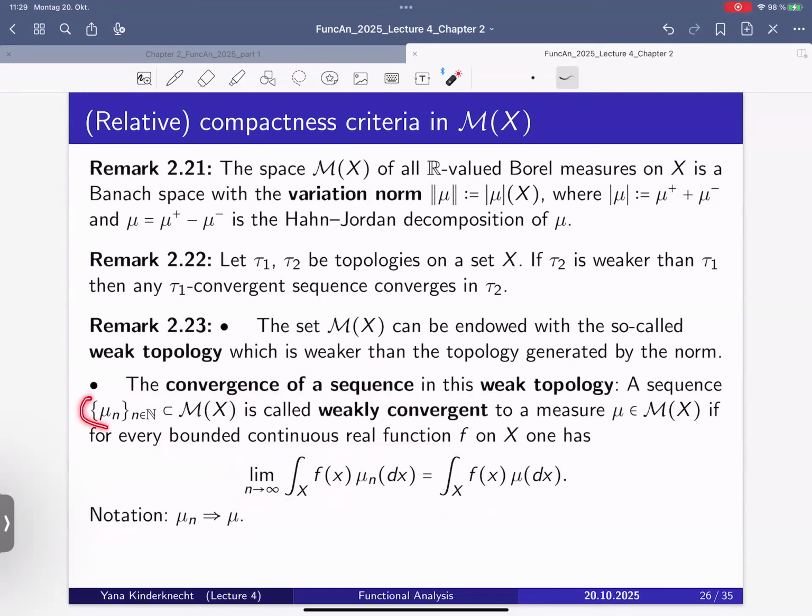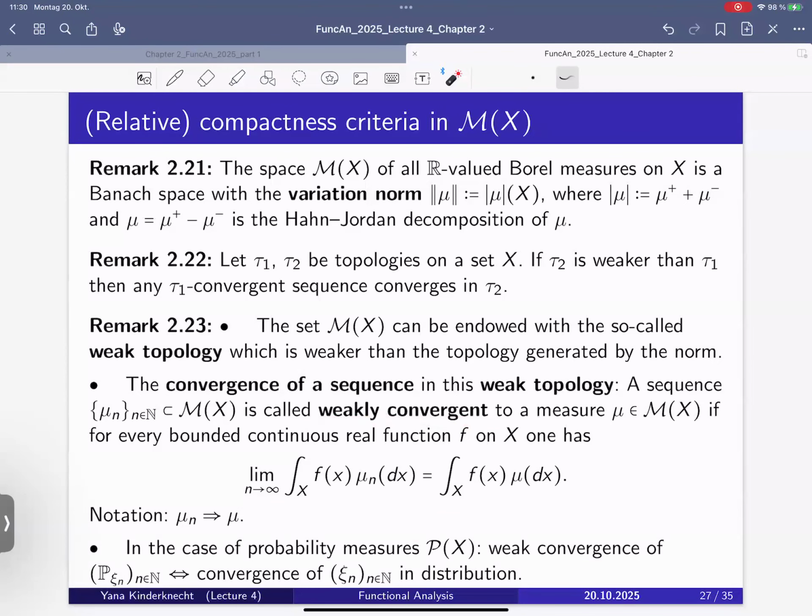So we know what it means that a sequence of elements in our space converges in this sense, weak convergence. But from that one can restore the underlying topology. Remark: in the case of probability measures P(X), a subset of this set, if we focus only on this subset, then this convergence corresponds to the so-called convergence in distribution. Namely, if we have a sequence of probability measures, these are laws of some random variables ψ_n. The convergence of this sequence of measures is equivalent to the convergence of the random variables ψ_n in distribution. So that's why this weak topology on the set of measures is very important.